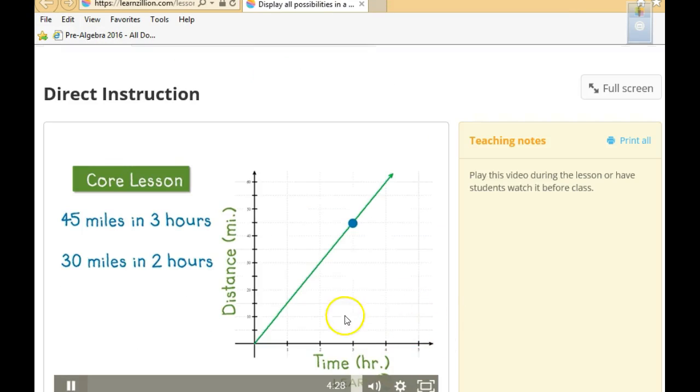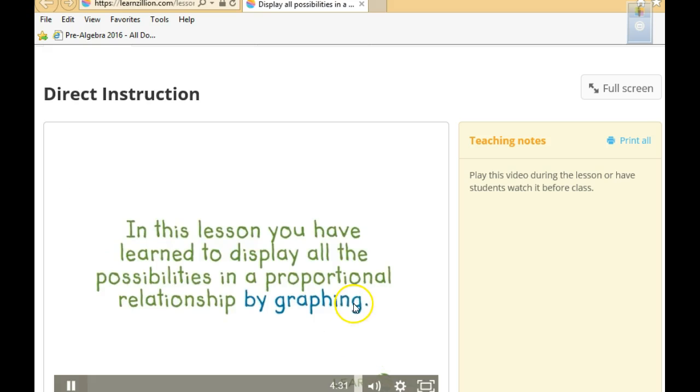So either of those, as well as many other possibilities, would be correct. You should have these two written down: 45 miles in 3 hours, 30 miles in 2 hours. In this lesson, you have learned to display all the possibilities in a proportional relationship by graphing.